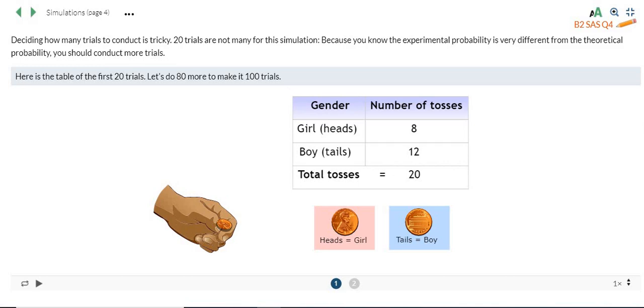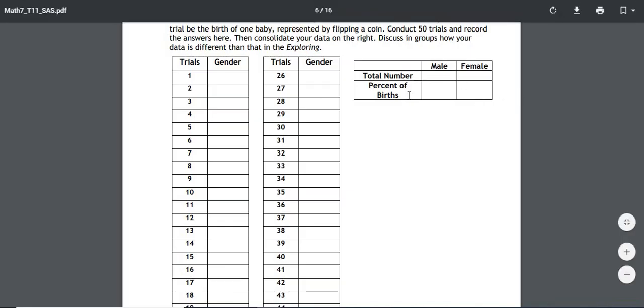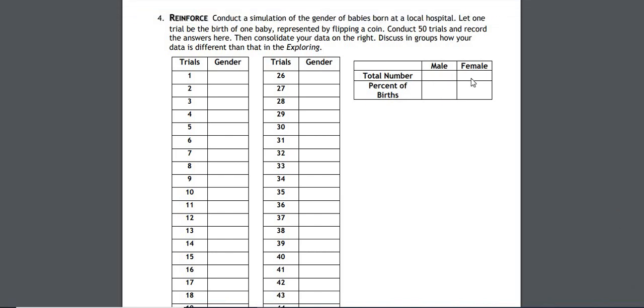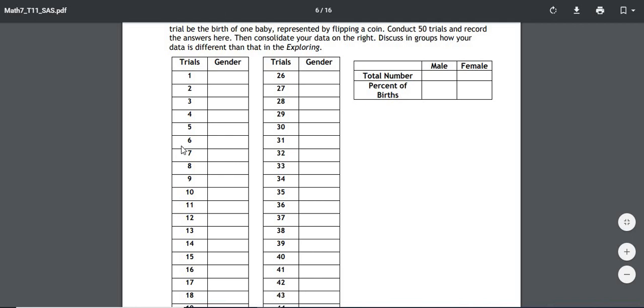Then you have a smaller table there. Let me go to that slide. You have a smaller table off to the side here of where you're going to calculate the total number of males, total females, and finding the percent of both of them. Okay, so you're watching up here, not writing any of this down right now.